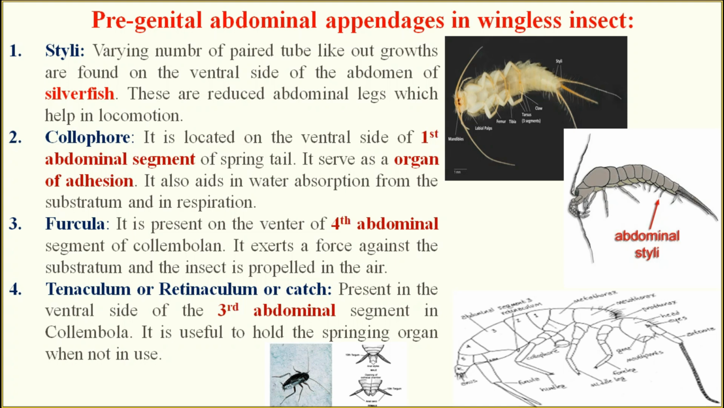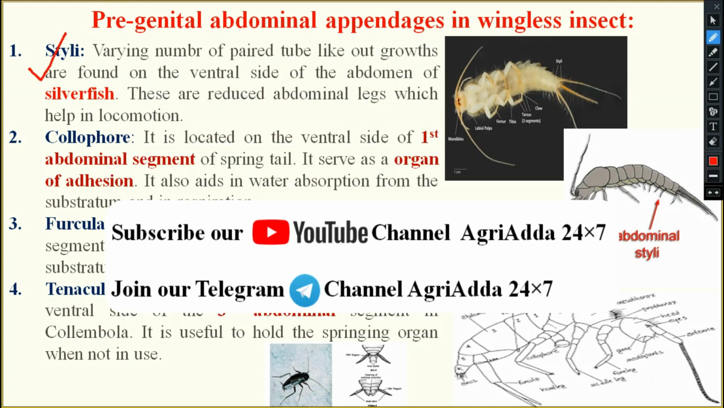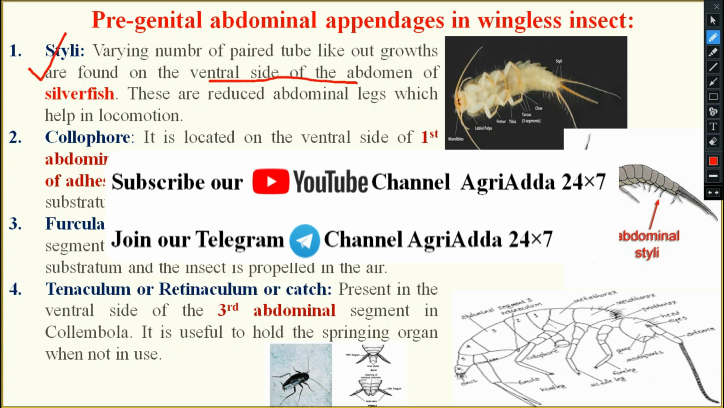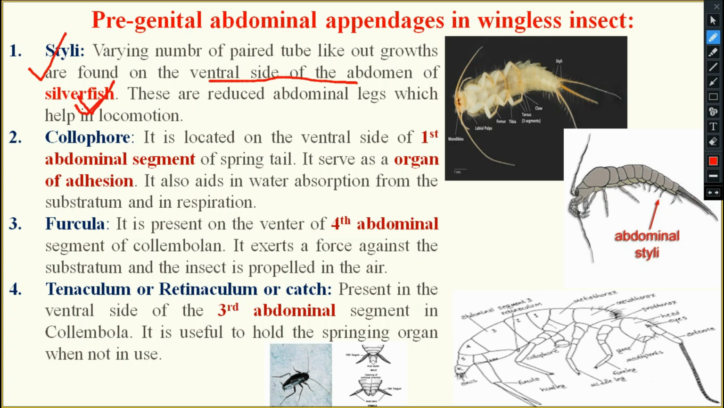Styli will be there, collophore will be there, furcula will be there, tenaculum or retinaculum will be there. Retinaculum is present in the wing coupling apparatus also, so don't get confused. So the first one is styli. Varying numbers of paired tube-like outgrowths are found on the ventral side of the abdomen of silverfish. Silverfish belongs to which order? Thysanura. They are the apterygotes.